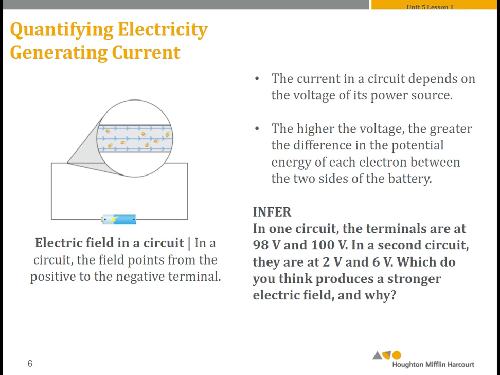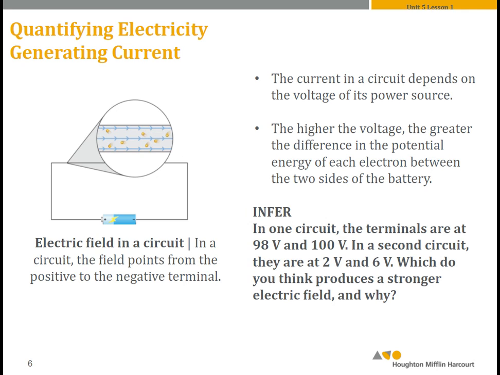So here we see just a conceptual problem. In one circuit, the terminals are at 98 volts and 100 volts. In a second circuit, they are at 2 volts and 6 volts. Which do you think produces a stronger electric field, and why?